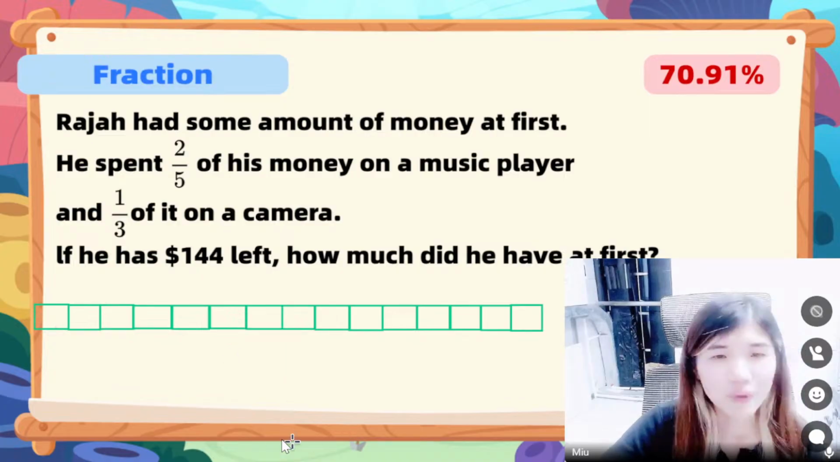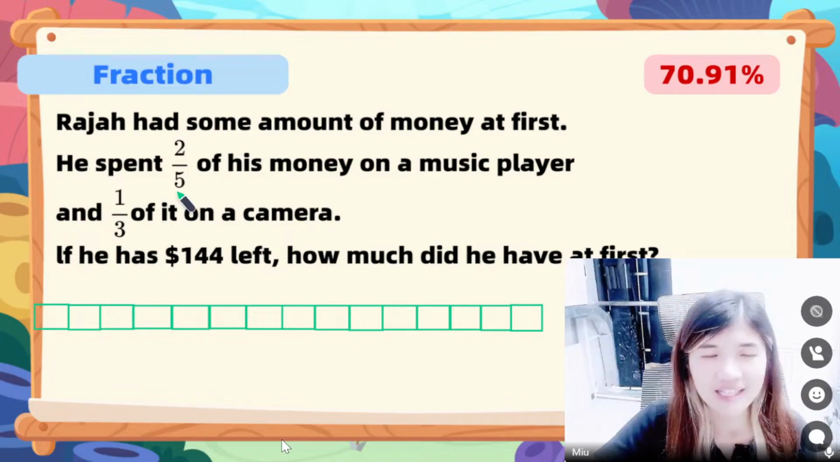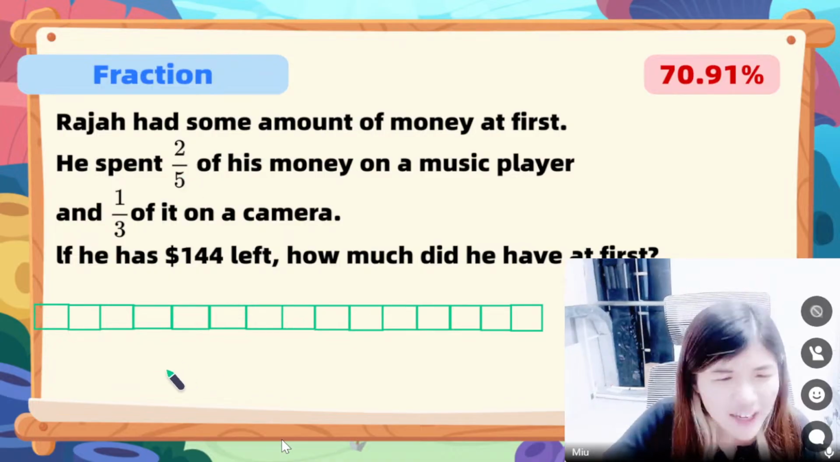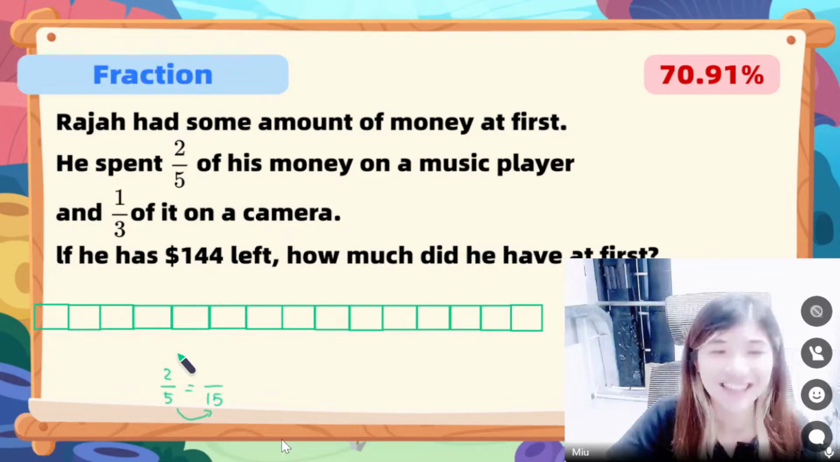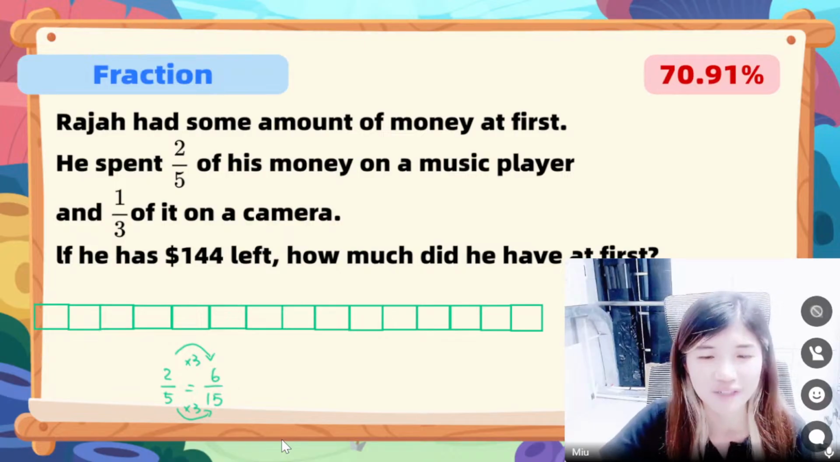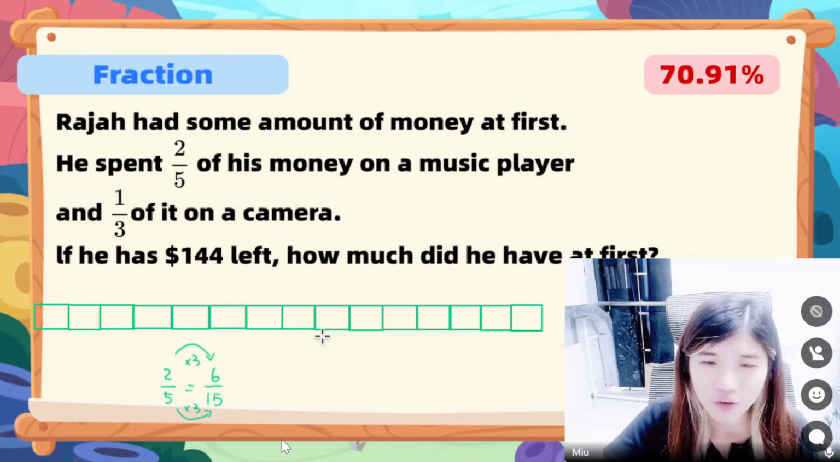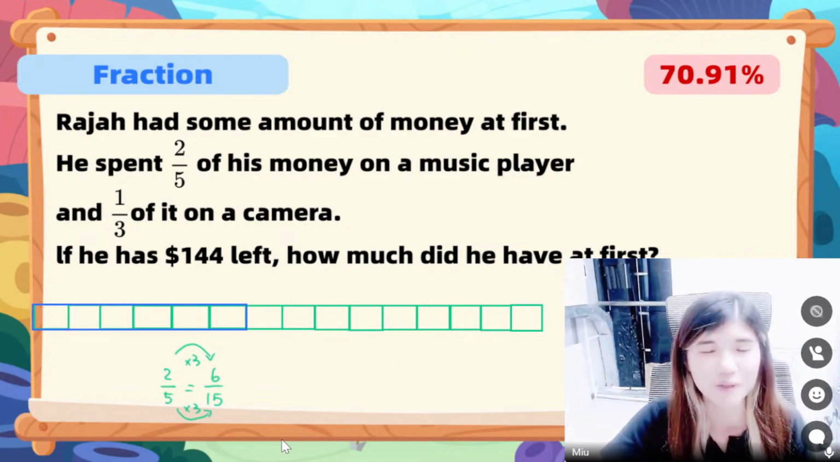Then now we need to show the music player. For the music player, it's supposed to be 2 over 5. But then 2 over 5, where we cut them into 15 equal parts, it's supposed to be how much of the 15? Yeah, we should times 3 to go to the equivalent fraction, which will show you 6 over 15. So 6 over 15, I give you another color. 6 over 15 is on the music player.